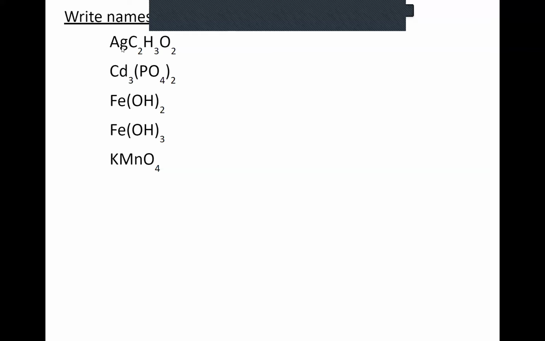So Ag is silver. Silver is in the transition metal block, but it's one of those special elements that does not take a Roman numeral because it has a stable charge of +1 always. And then C2H3O2, you have to be familiar enough with the list of polyatomic ions to be able to recognize that and not panic when you see all those letters, and know that that is called acetate ion. So we name this silver acetate. No Roman numeral because silver does not take a Roman numeral.